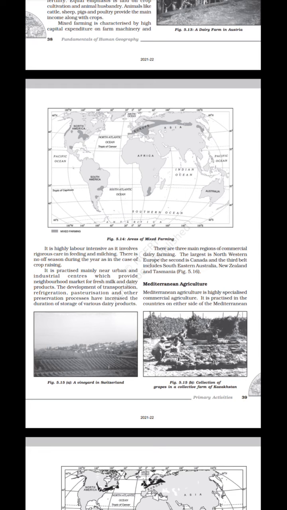There are three main regions of commercial dairy farming. The largest is northwestern Europe, the second is Canada, and the third belt includes southeastern Australia, New Zealand, and Tasmania.